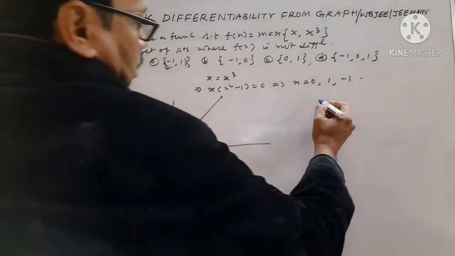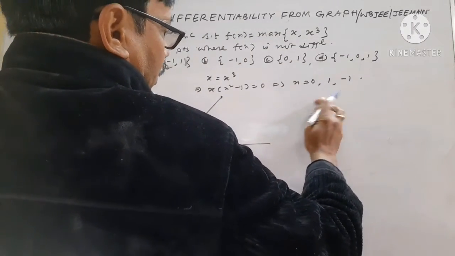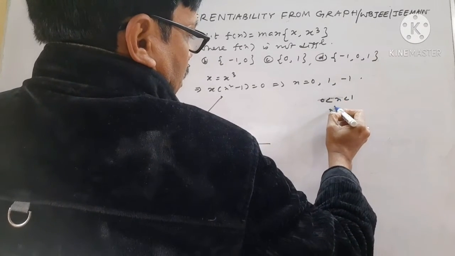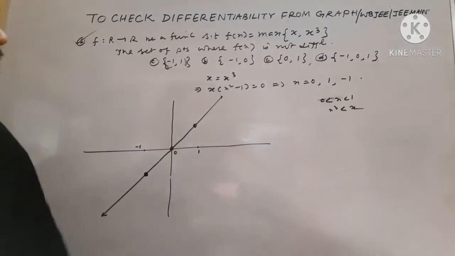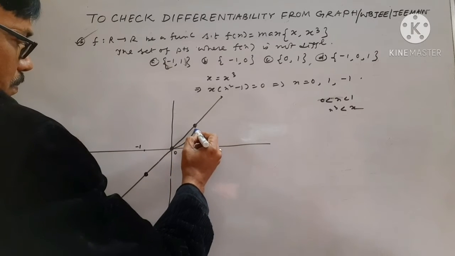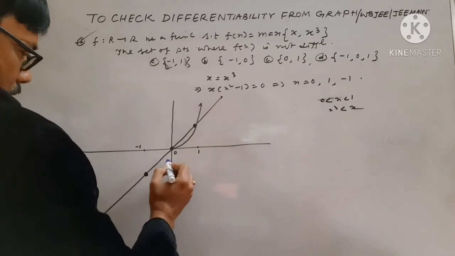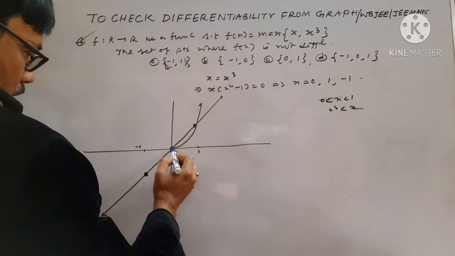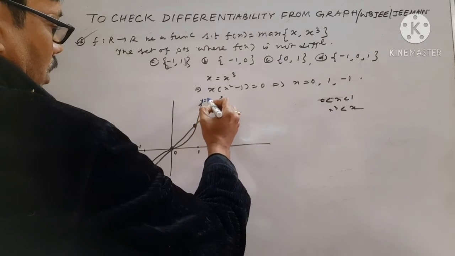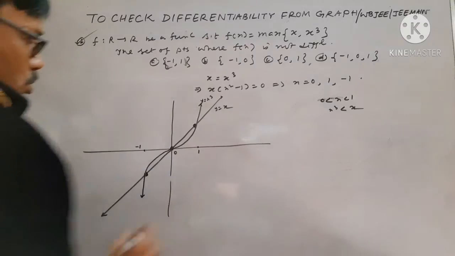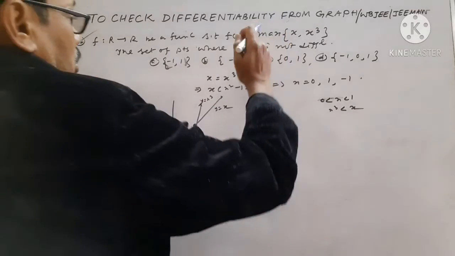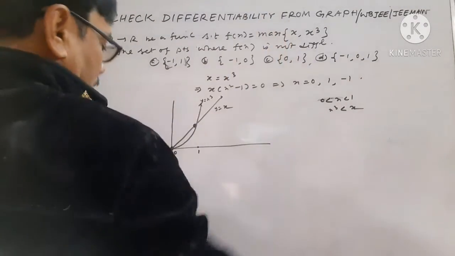So between 0 to 1, x cube is less than x. So the graph will be like this. And here this is minus 1. This is the graph of y equals x cube, and this is y equals x. Now we draw the graph using the restriction of the maximum.